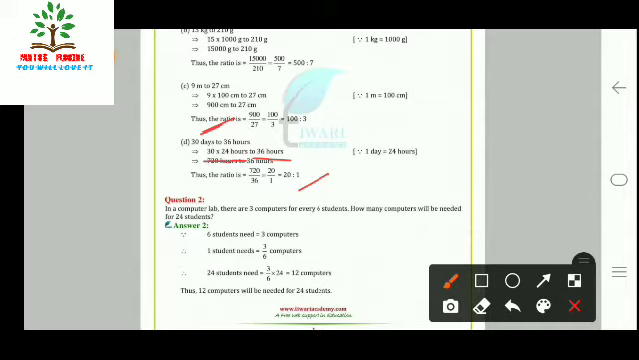Likewise the question number 2, in a computer lab there are 3 computers for every 6 students, and how many computers will be needed for 24 students? So 6 students, 3 computers, 1 student, 3 upon 6 computer. So we are using the unitary method here, means first we are finding the value for 1 student, then 24 students means 3 upon 6 into 24, that is 12 computers are required.